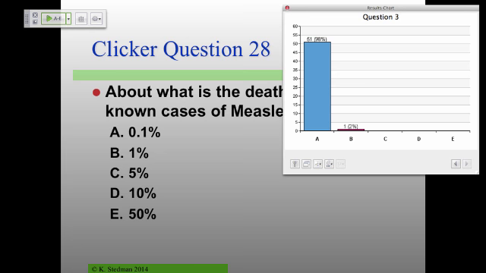On the other hand, 50% down here is the mortality rate for the filoviruses that we're going to be talking about today. So very different in terms of numbers here.